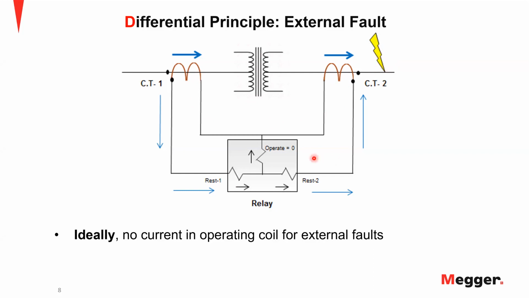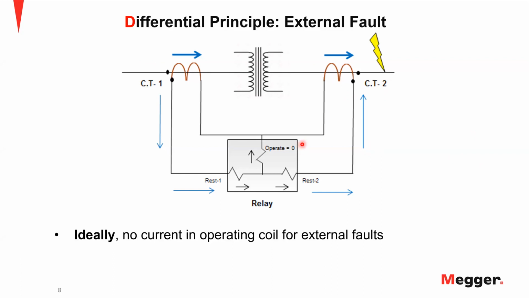But how does the relay decide that this fault is an external fault? So, let's assume that the source is on the CT1 side. So you can see that the current is flowing in this direction on the winding 1 as well as on the winding 2. And let's assume that these two CTs are compensated for the ratio mismatch and they're proportional on both the sides.